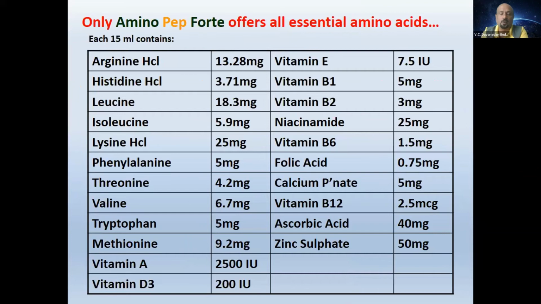This is the actual composition of AminoPep. As you can see, it has all the essential amino acids and all the vitamins, right from vitamin E, B1, B2, B6, B12. It has folic acid, calcium, vitamin C, zinc, vitamin D3, vitamin A, all in one is AminoPep.